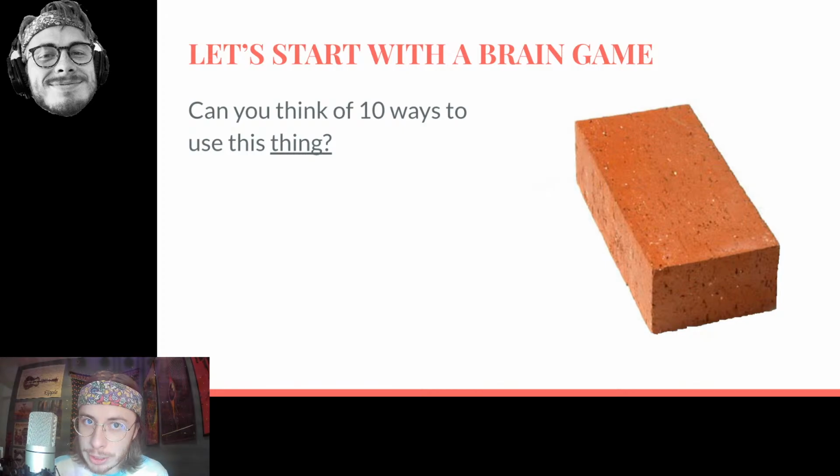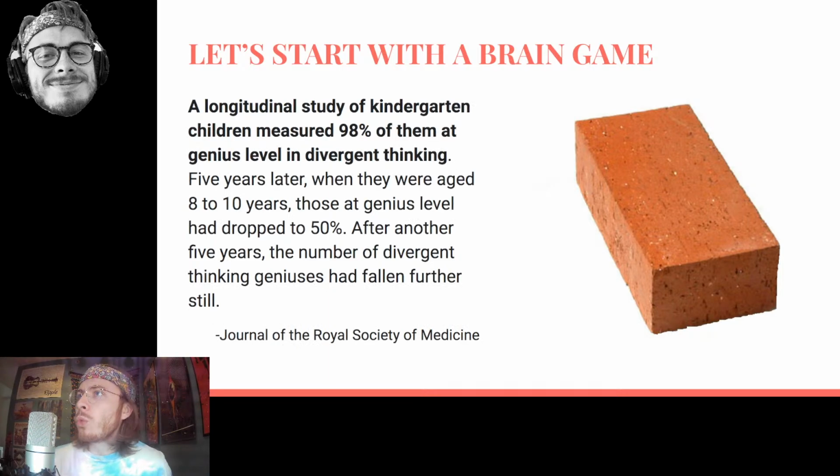This is called divergent thinking. There's an experiment with kindergartners, and I think they used a paperclip or a brick, but I think in the experiment they used a paperclip. I'm just going to read this to you. This is from the Journal of the Royal Society of Medicine. A longitudinal study of kindergarten children measured 98% of them at genius level in divergent thinking. That means they're able to think of 200 things to do with either a paperclip or a brick.